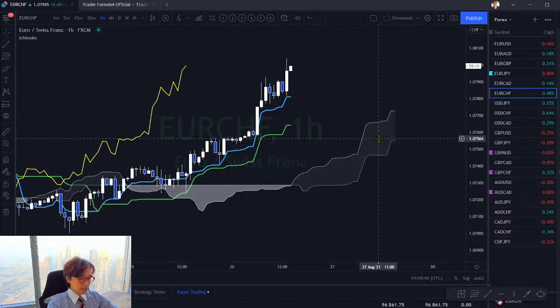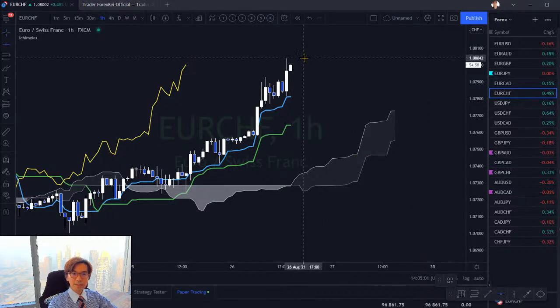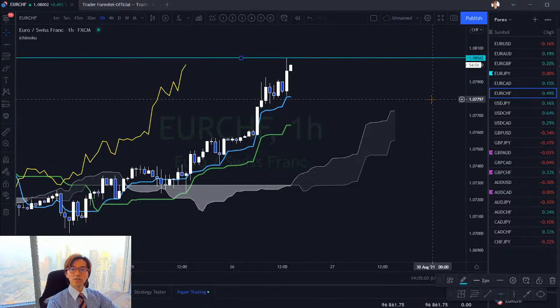Now Kumo is up right now, and Kijun-sen looks to be flat, so it might trace back to Tenkan-sen or Kijun-sen. So we can look for the buy chance after the breakout of the previous resistance level, here at the 0.804 level. So that's also a good market to be in.